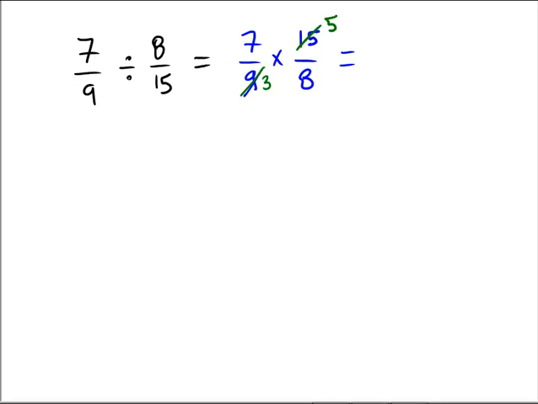And then in the final step, when we multiply across, we're getting 7 times 5 for 35, and 3 times 8 for 24. So the final answer, 35/24.